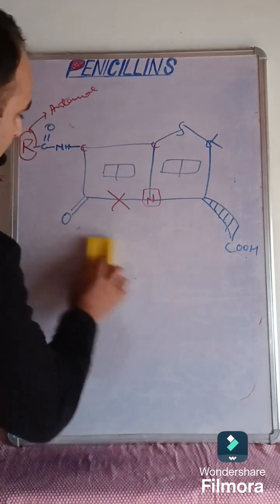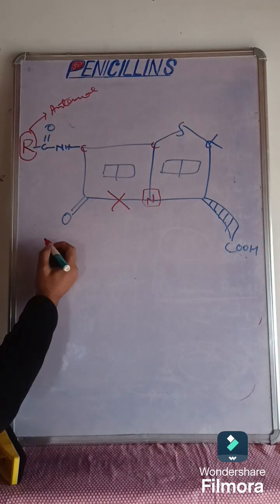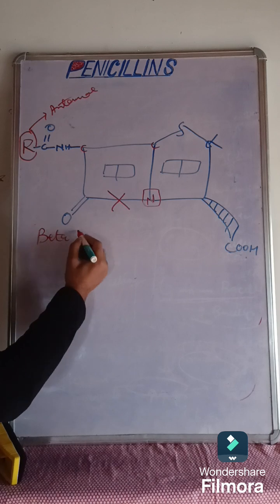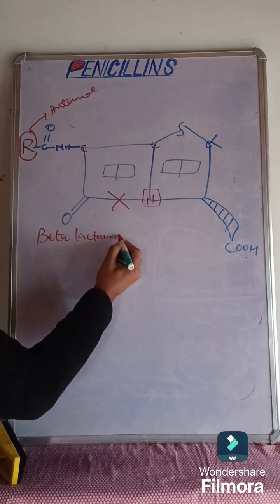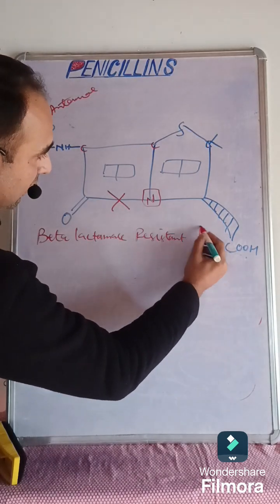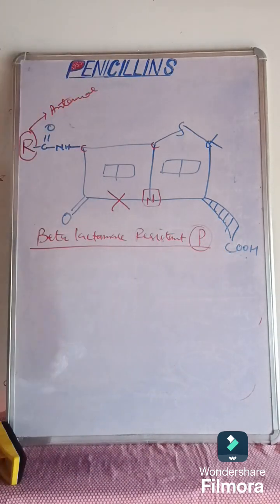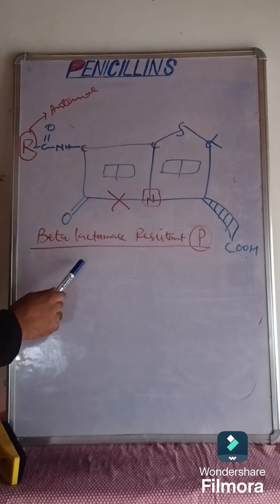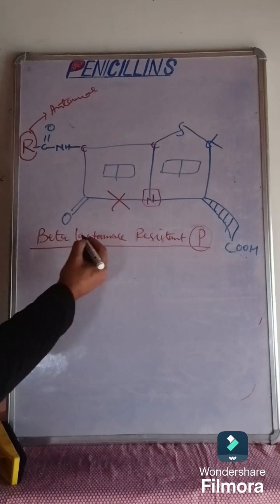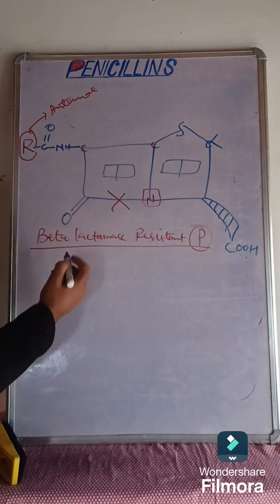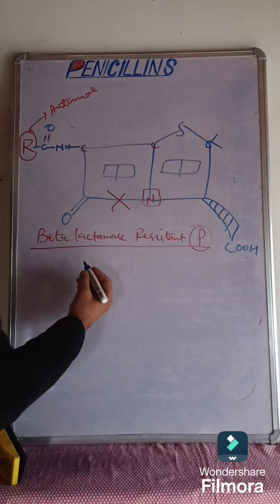The other class of penicillins is the third class, which is called beta lactamase resistant penicillins. Beta lactamase resistant penicillins. This is the third class of antibiotics. The side chains in these beta lactamase resistant penicillins protect this carbon nitrogen bond here from the attack of the beta lactamases.